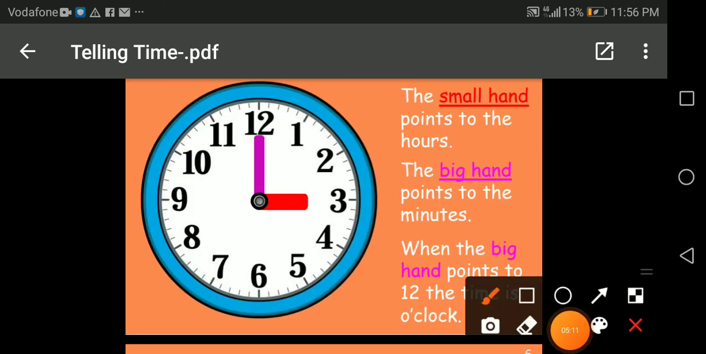Okay, my dear students, if I ask you, what time is it? The short hand points to the hours. And when the long hand points to 12, I say it's 3 o'clock. It's 3 o'clock.